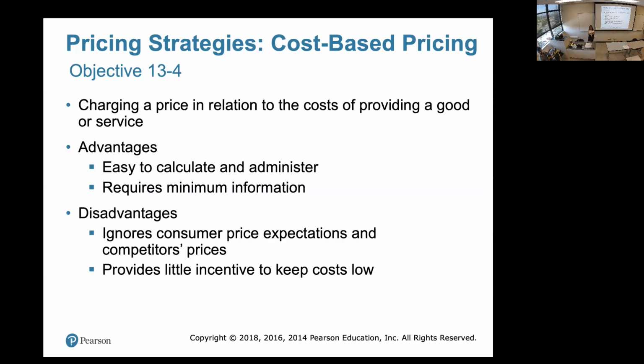So we want to sell it at five times our cost. So you sell it at $5. So your profit, your margin per unit is $4, right? So that's cost-based pricing. Advantages: it's easy to calculate and administer, and requires minimum information. All you need to know is what it is going to cost you to make, right? And what margin you want.